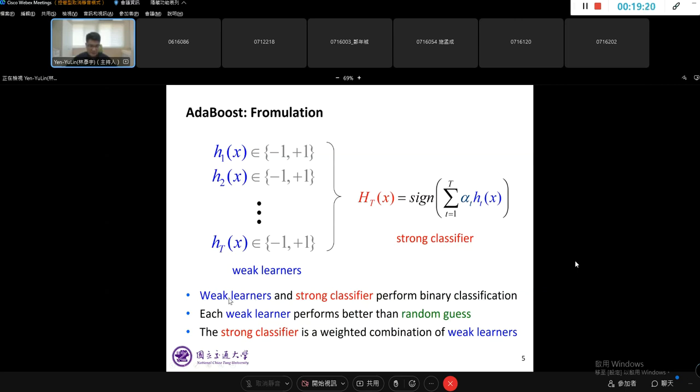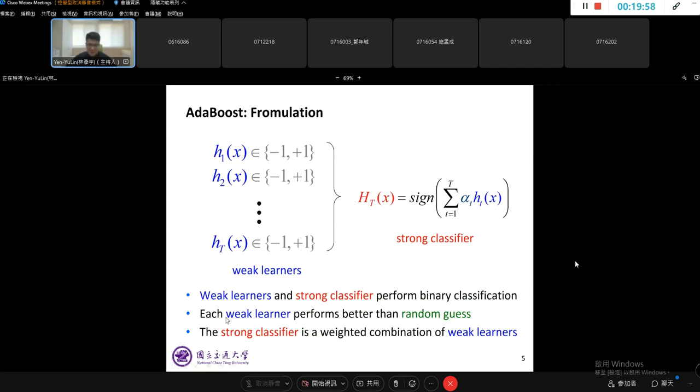Weak learners and the strong classifier perform binary class classification. As you can see, for weak learners, the output of a weak learner is either -1 or +1, so it performs binary class classification. For the strong classifier, since there is a sign operator here, the output of the strong classifier is also +1 or -1. So it is also used for binary class classification.